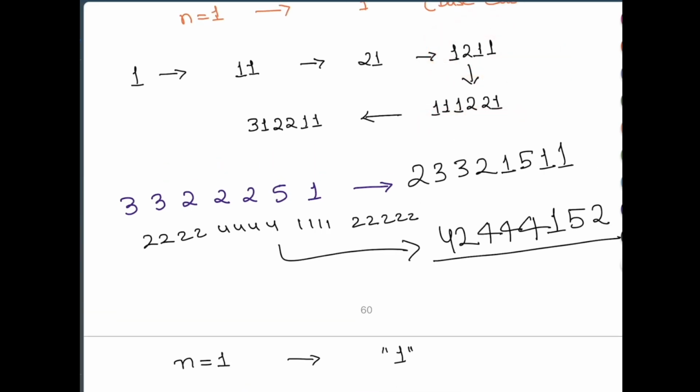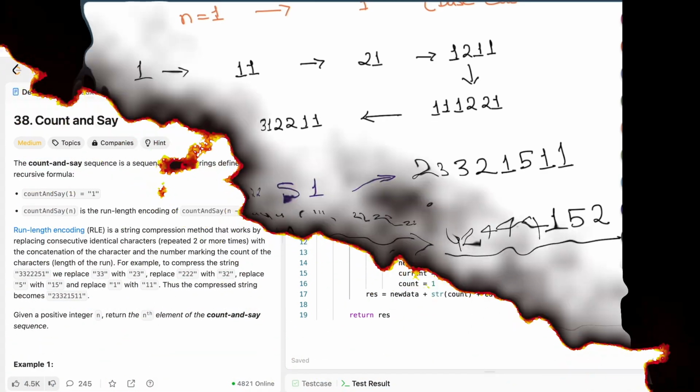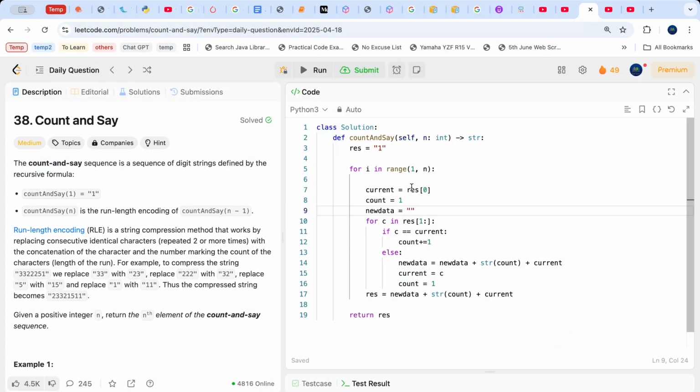Now this is the complete understanding of the problem and the approach to solve this particular problem. Let me take you back to the coding section and let me show you how you can code this using Python. The code is very simple. See, we have a result which is equal to 1 because that is our initial data, the first data. Then we run a loop for n minus 1 times. So you can see I am running the loop from 1 to n. That's equal to n minus 1 iterations.